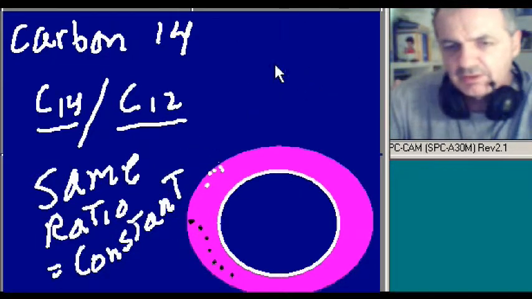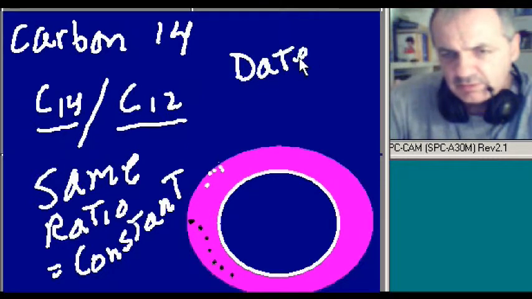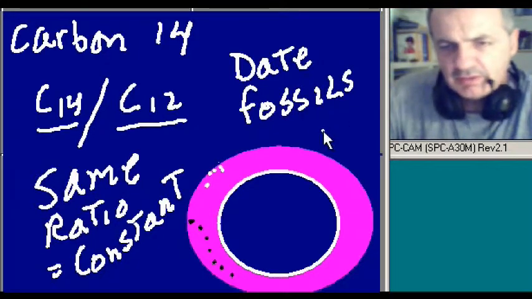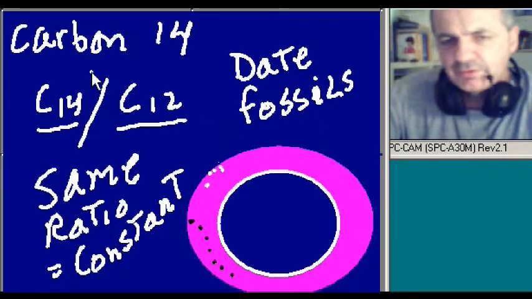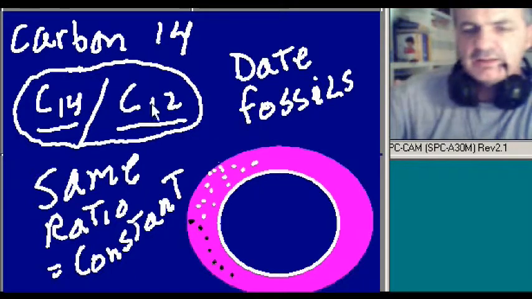Wow. We'll talk about this constant ratio and how we use it to date fossils. And we'll talk about that over the next lesson or two. Good? Good. All right, first I just wanted to explain how the carbon-14 gets here, and that there is a constant ratio in our atmosphere of C14 to C12. Okay, that's it for now.